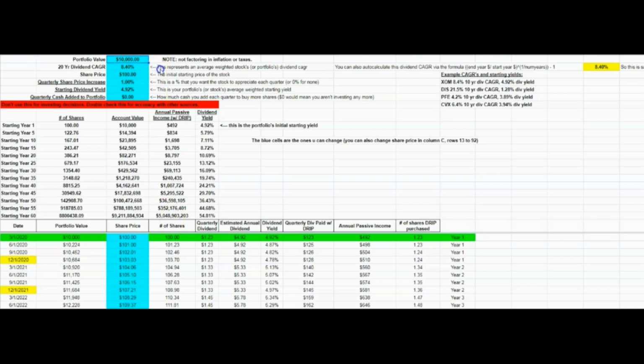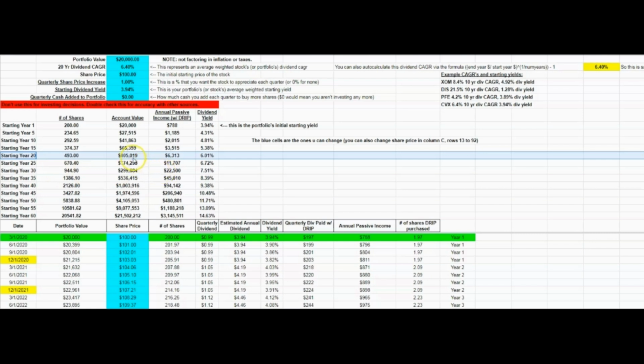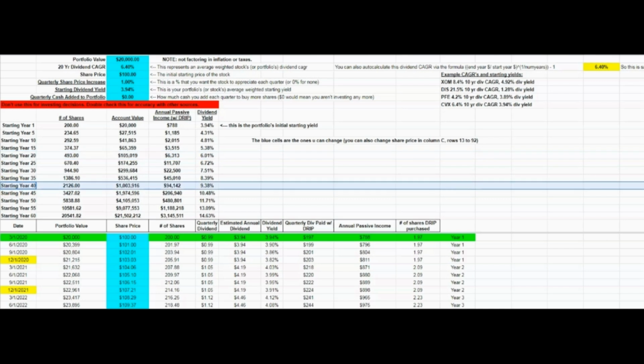Or you could say, let's say I had a $20,000 portfolio, but let's use Chevron, which is a 6.4% compound annual growth rate over 10 years. So we'll do 6.4%. And then their starting yield for Chevron is 3.94. So you see how it changes. At year 20, your account value would be at 100 grand. At year 40, it would be at $1 million. You can see how much it'd be dripping. It'd be dripping $94,000 a year.